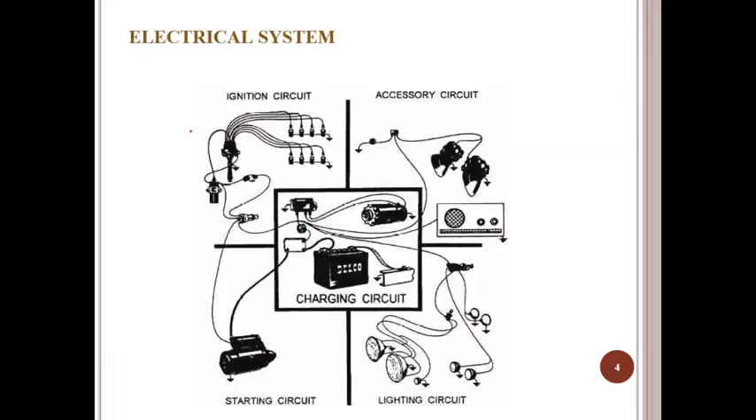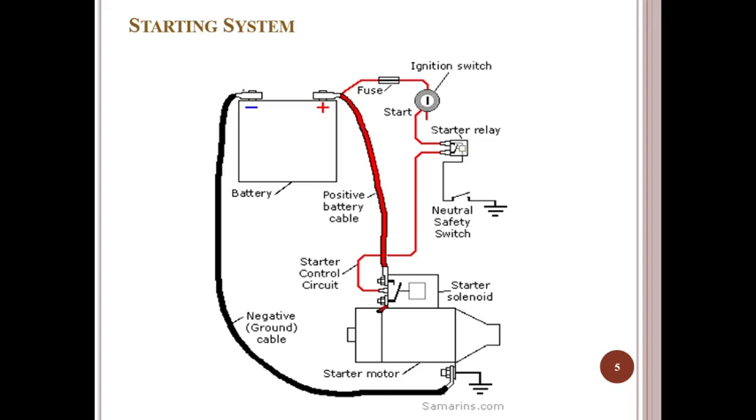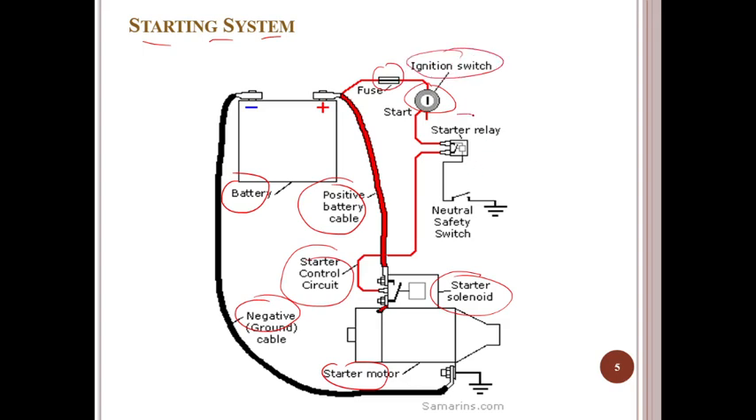If you observe this diagram of an electrical system, this is the ignition circuit, this is the accessory circuit, this is the lighting circuit, this is the starting circuit and this is the charging circuit. In the starting system, this is the battery, the positive battery cable, the negative ground cable, the starter motor, the starter solenoid, the starter control circuit, the fuse, ignition switch, starter relay and neutral safety switch. This is the block diagram of the starting system.